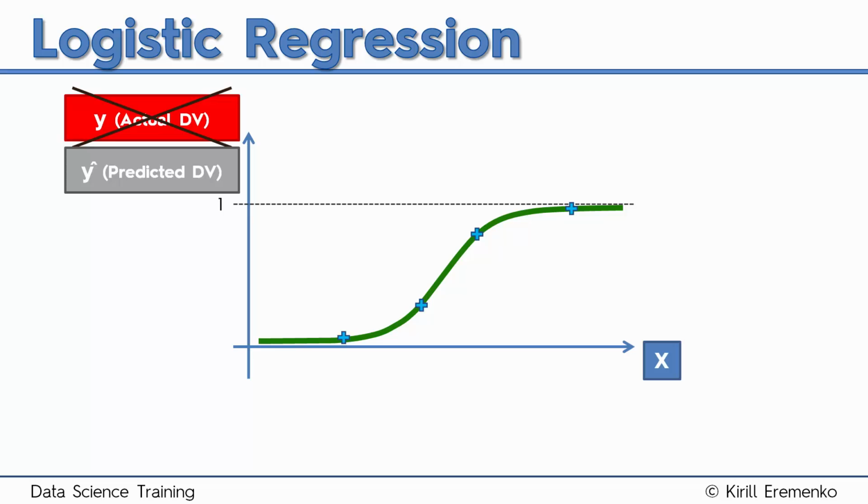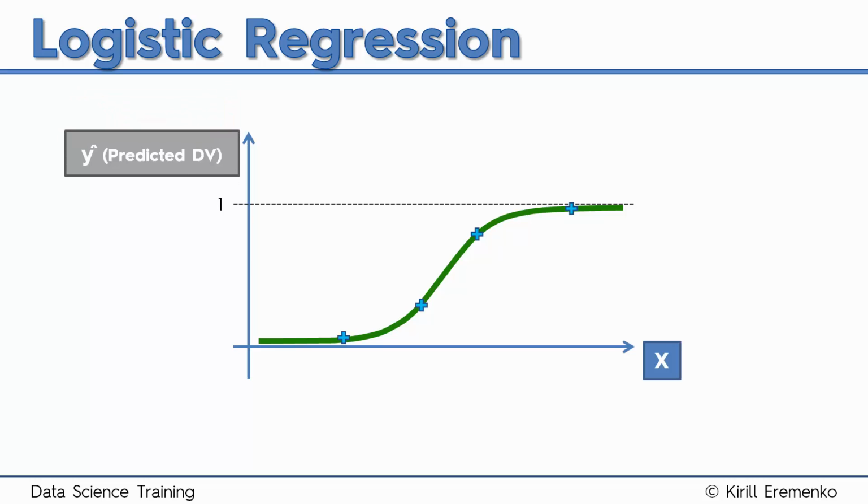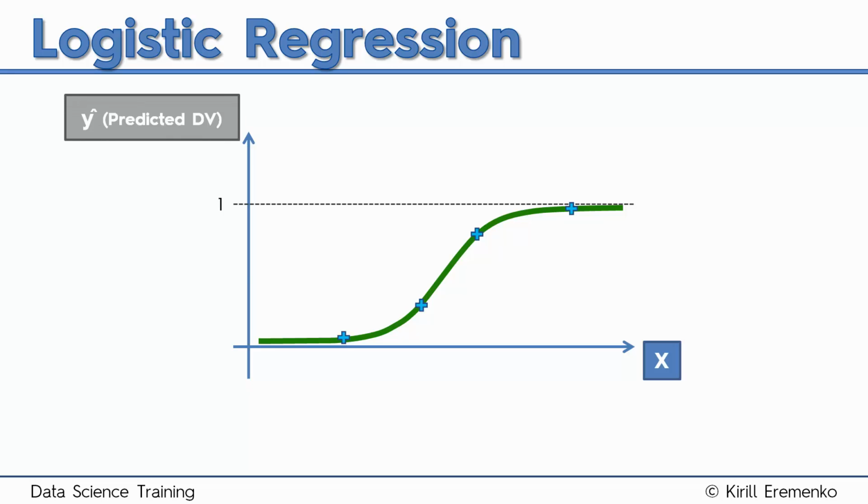How do you get y hat? Well, the approach is very arbitrary. You have to select a line. In this case, we're going to select 50%. You can select it anywhere, but 50% is usually selected because it's in the middle, and therefore you have symmetry.